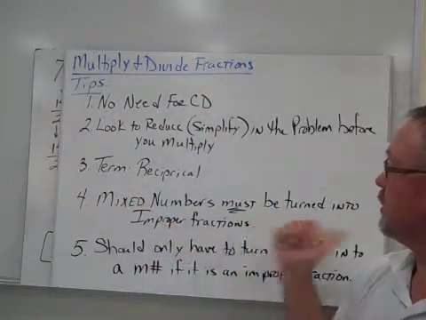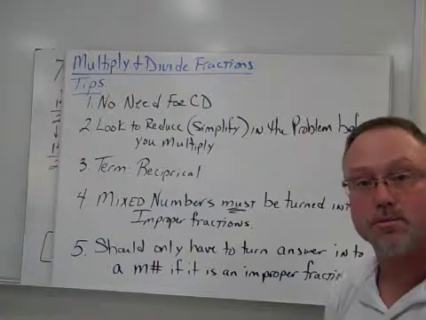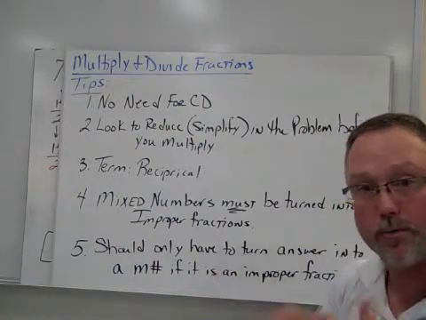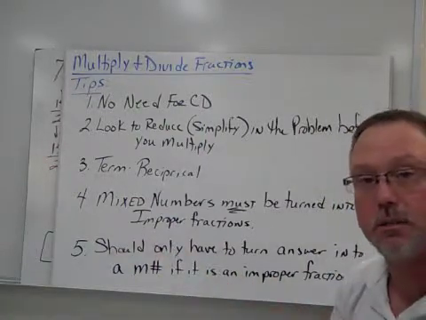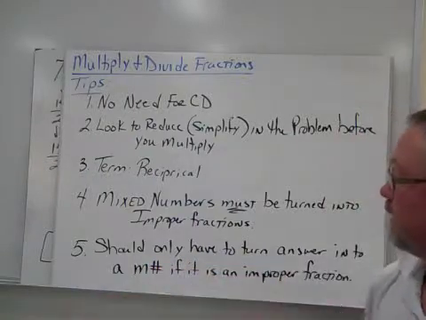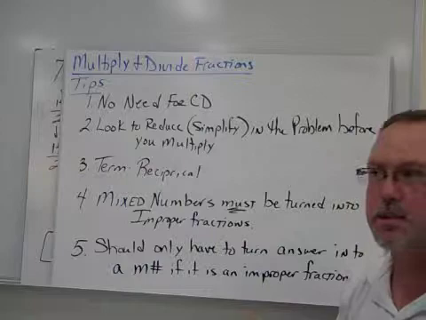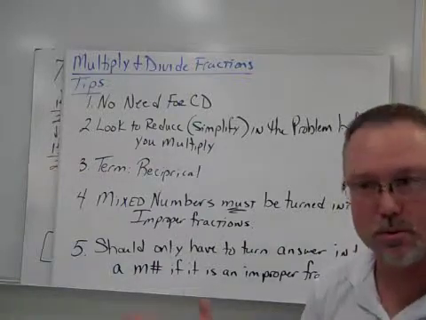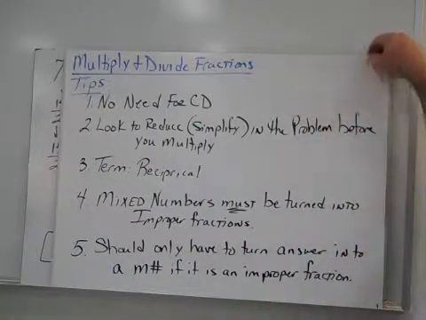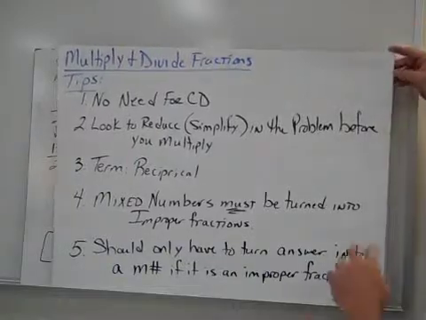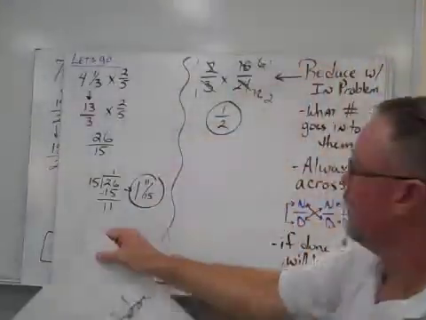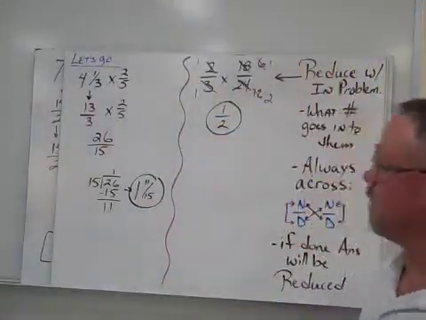Four, any mixed numbers must be turned into an improper fraction. So anytime that you see that, we have to redo that. So again, that brings in something that we've done in the past. And number five, you should only have to turn your answer into a mixed number if it's an improper fraction. And sometimes they don't even want you to turn it into a mixed number. They'll have you leave it as is. And we'll talk about that as a part of the video as well today. So let's go. Here are some problems.